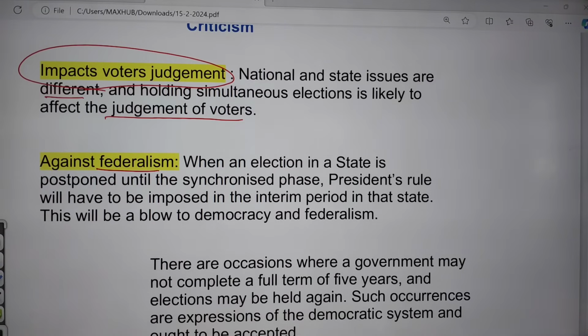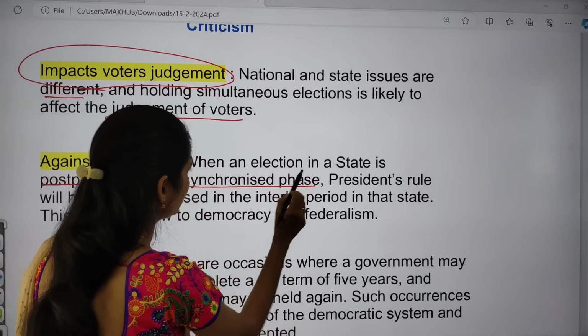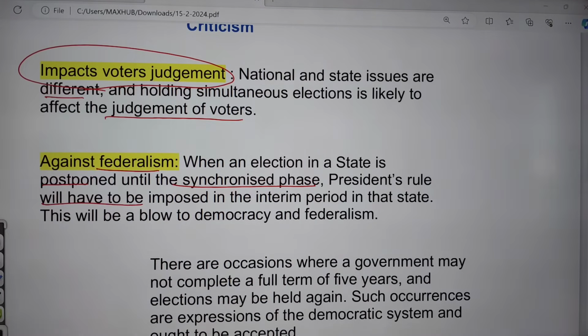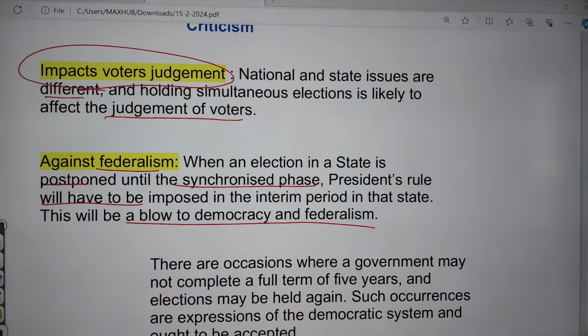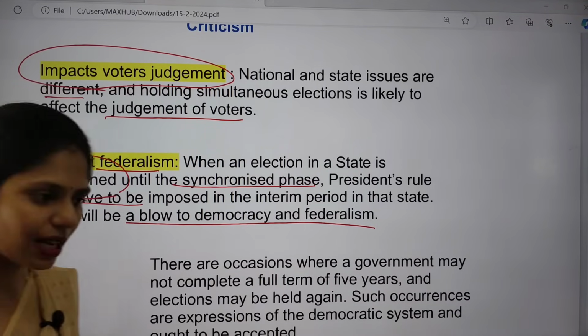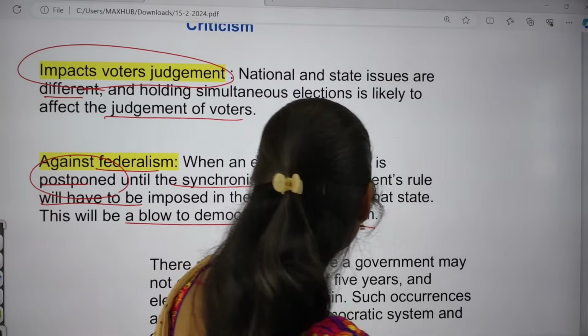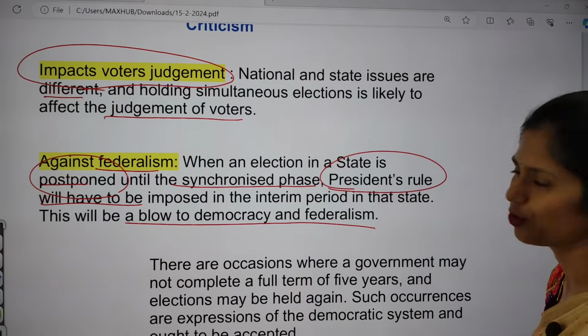When an election in a state is postponed until the synchronized phase, president's rule will have to be imposed in the interim period in that state. Because of this, it will harm democracy and federalism. Whenever elections in the state are postponed, at that time the president needs to impose state emergency or president's rule. So please let me know which article of our constitution talks about president's rule.